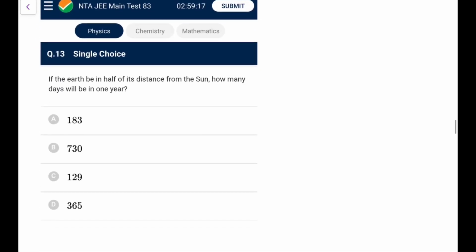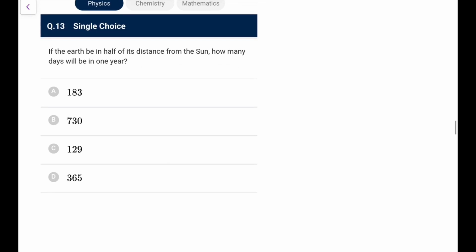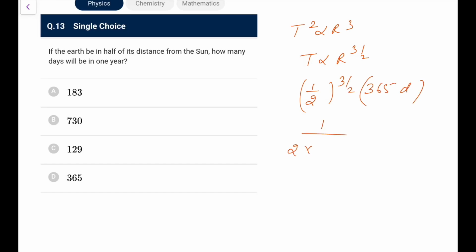Next, if the earth were at half of its distance from the sun, then how many days would be in the year? We know T squared is proportional to r cubed, so T is proportional to r to the power 3 by 2. If distance is half, the time period will become (1/2) to the power 3 by 2 times the original one, which is 365 days. So it is 1/(2 root 2), that is 1/2.8, times 365. So 365 upon 2.8, or 3650 upon 28, which is approximately 130. So 129 days would be the answer we will be going for.